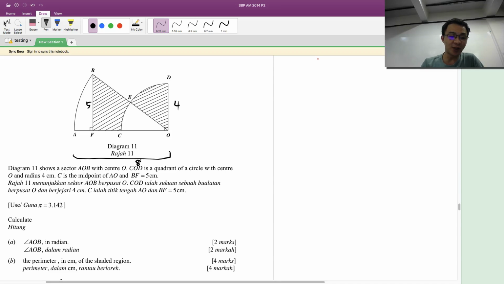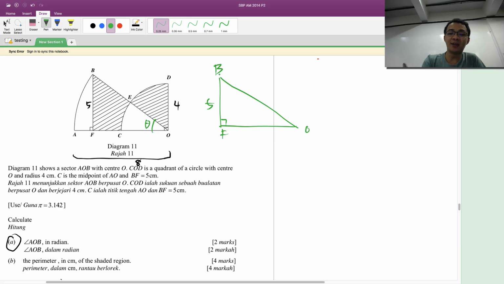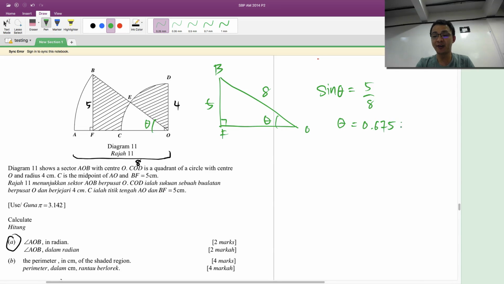The first part asks you to find the angle AOB. That means they ask you to find this angle. It's quite simple. I will draw out this triangle, OFB. This is 90 degrees. This is 5, and OB is a radius. This is 8. Now I want to find this angle. I have the opposite and the hypotenuse, so I will use sine. Sine theta equals 5 over 8. Make sure your calculator is changed into radian. Then you can straight away do shift sine 5 over 8. Then you will get 0.675 radian. Because I asked you in radian, you can write radian in full form. So simple, 2 marks.